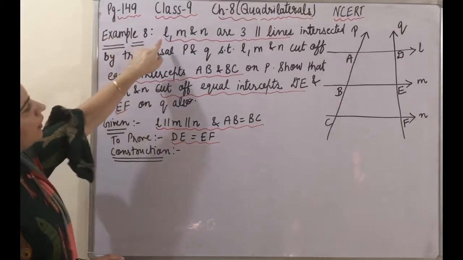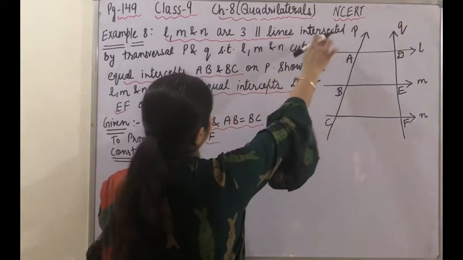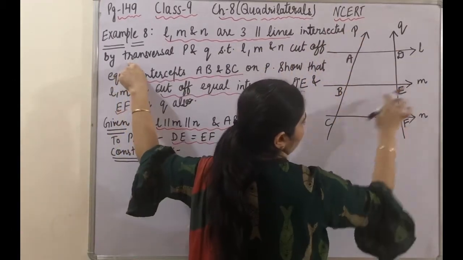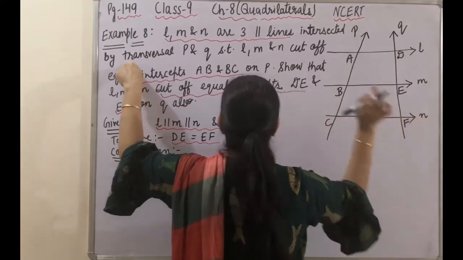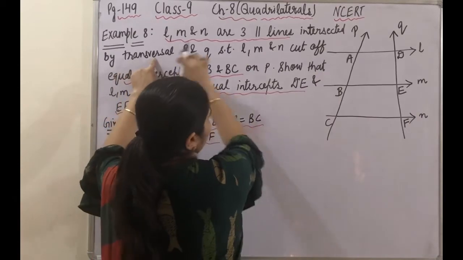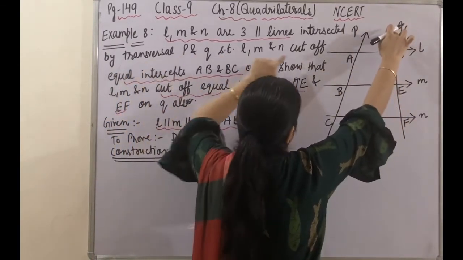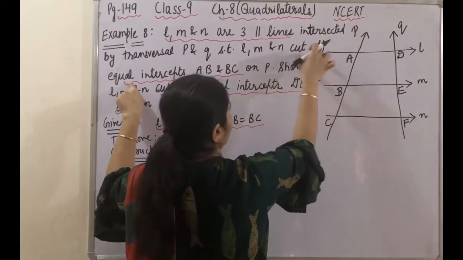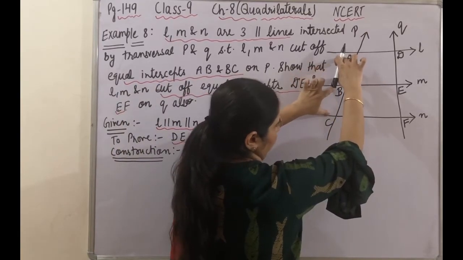Example 8. L, M and N are 3 parallel lines intersected by a transversal. L is parallel to M is parallel to N. All the 3 lines are mutually parallel. It is given that they are intersected by transversals P and Q such that they cut equal intercepts. Cutting equal intercepts means these two are equal, already given.